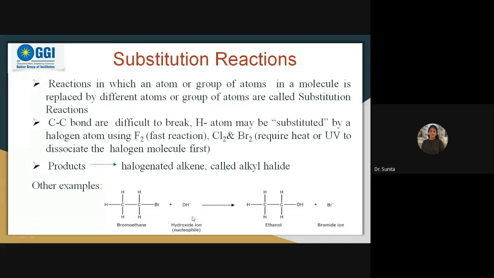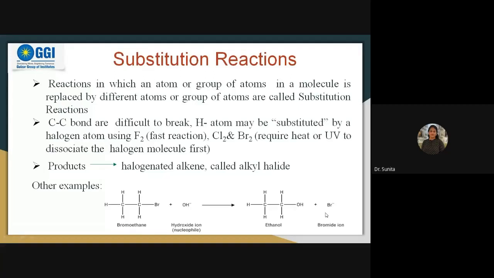Then it can also react with the OH negative. Okay, here we can replace the bromine atom with the nucleophile OH. Okay, so then it will get converted into ethanol. Means alkyl halide can be converted into ethanol. Okay, so bromine will leave as a leaving group.